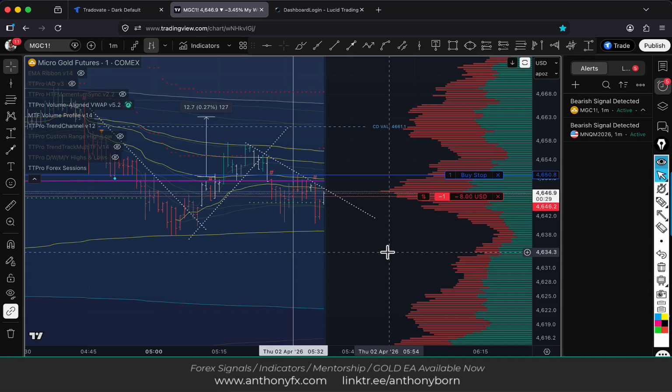Watch that trend line. I really would prefer even a tighter stop than that, because if that trend line gets taken out, I'm really wanting to bail on this.